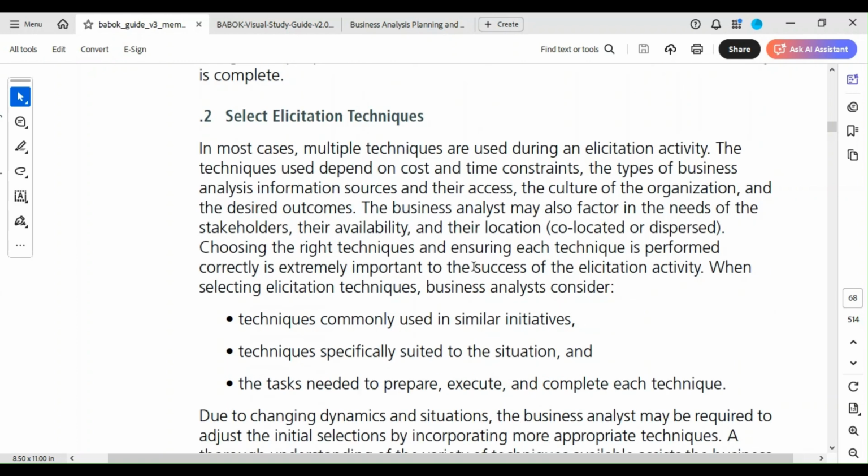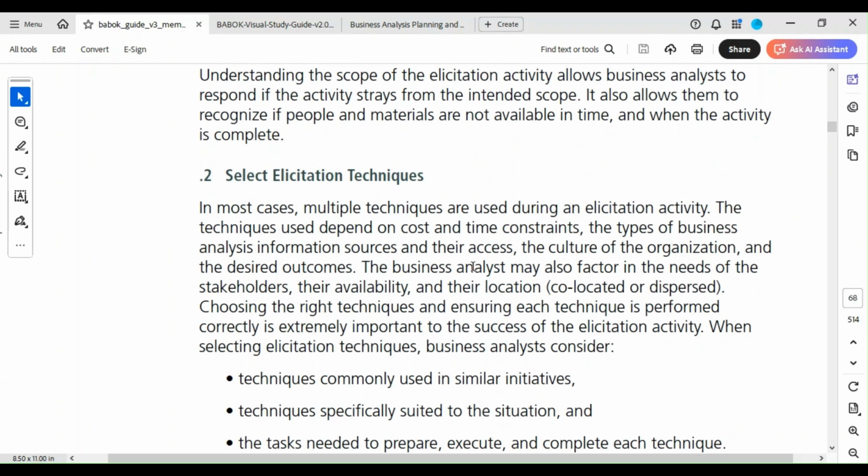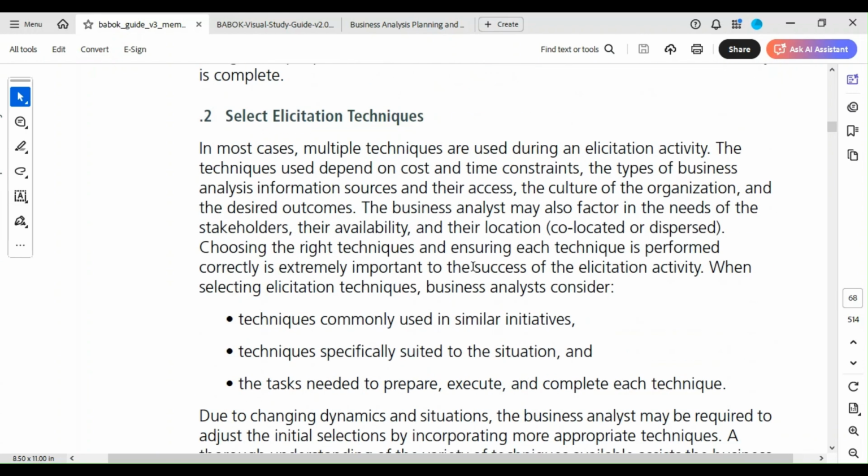Now, select elicitation technique. That is the second element. In most cases, multiple techniques are used during the elicitation activity. The techniques used depend on cost and time constraints. Okay. How much would this cost us? Are there other techniques that will cost us less and give us more results?